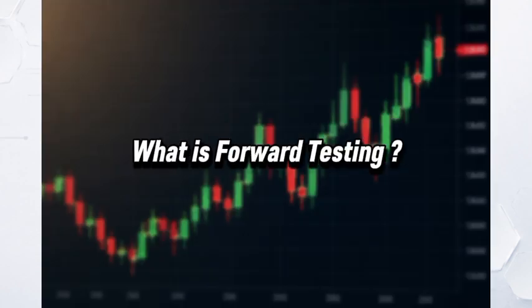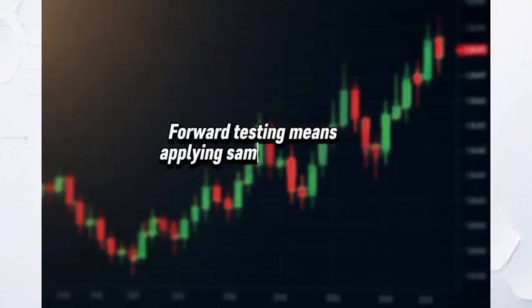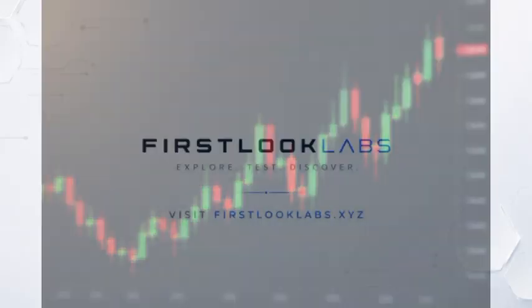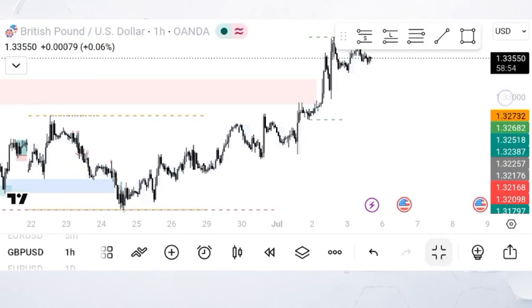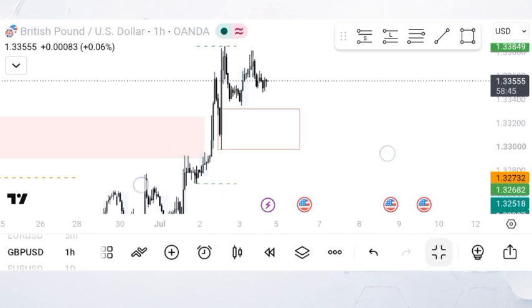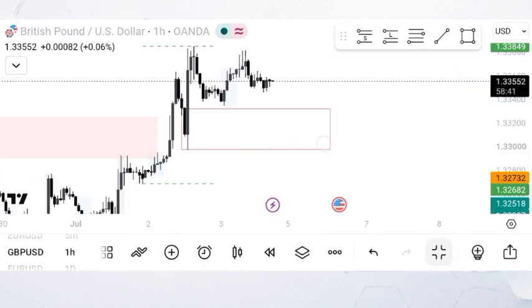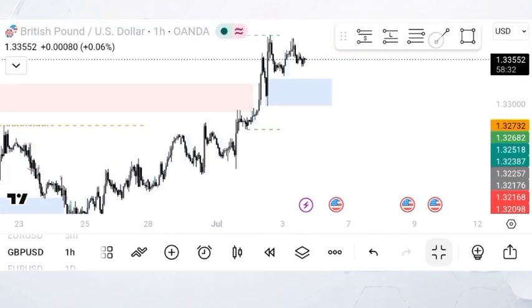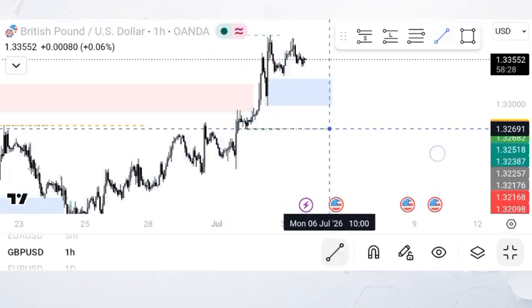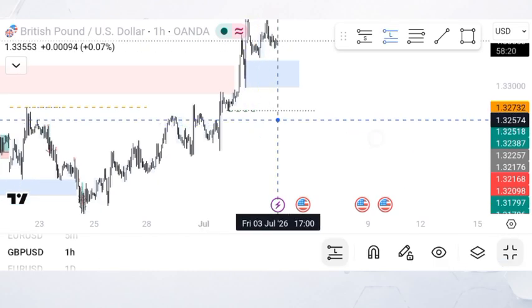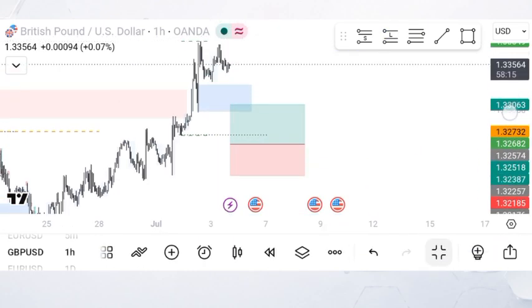Now let's talk about forward testing. Forward testing means taking that exact same strategy and applying it in live market conditions. Most traders do this using a demo account or with a very small amount of real money. Unlike backtesting, you can't speed the market up. You have to wait for trading opportunities to appear naturally. That means forward testing takes much longer. But it also teaches you something that backtesting never can. It tests the trader.